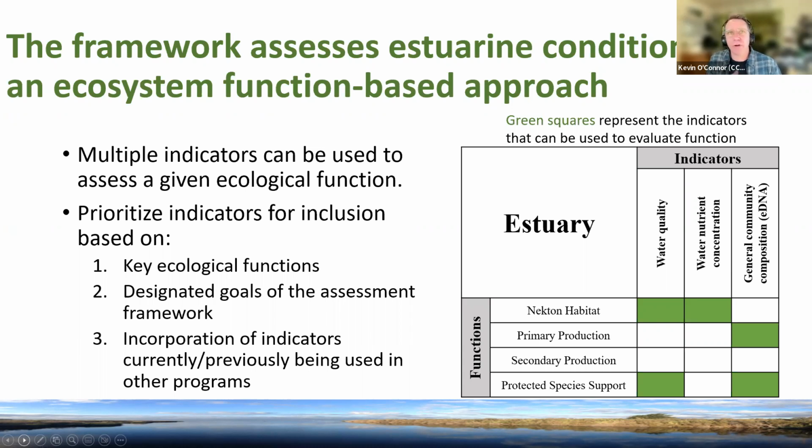Again, because estuaries vary throughout the state, you can't always have a single indicator assessing a single function. This allows for adaptability across the state. Prioritizing the indicators for inclusion is based on the key ecological functions of interest to a monitoring program, the designated goals of your framework, and incorporation of indicators currently or previously being used in other programs. So this allows for existing programs to feed into this new framework.